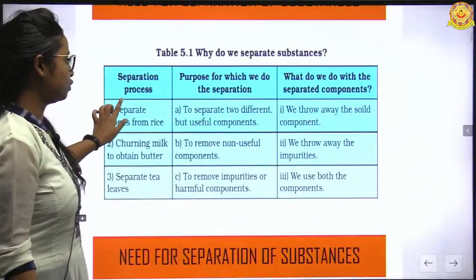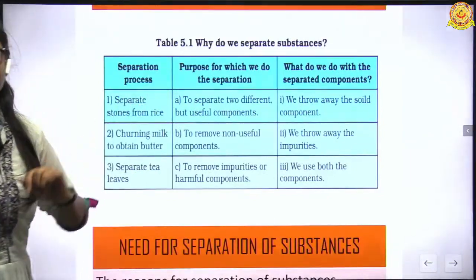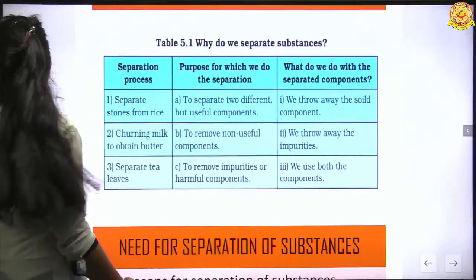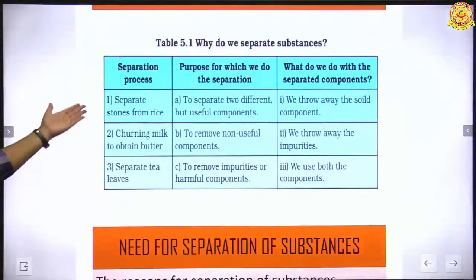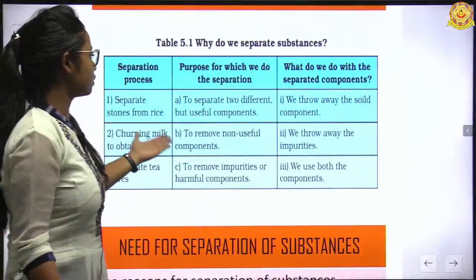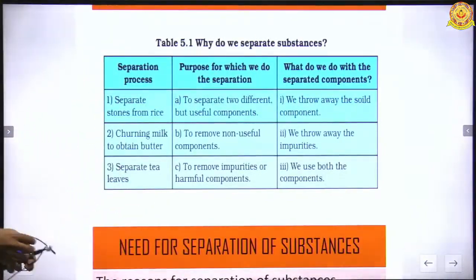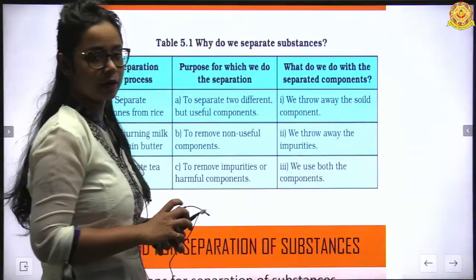Now next is, why do we separate substances? What is the need to separate substances? What is the use? Why do we do this? First is, what is the separation process? Second is the purpose for which we do the separation. And third, what do we do with the separated components?